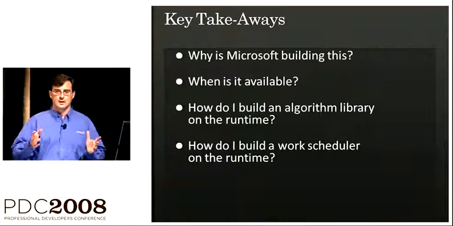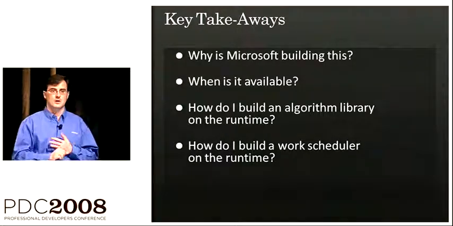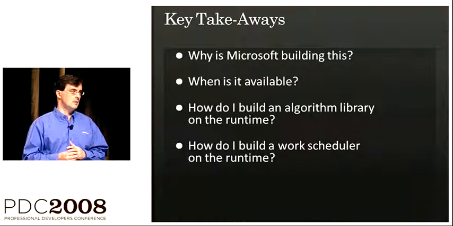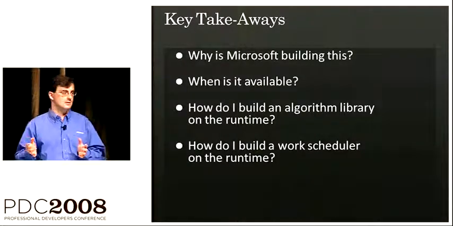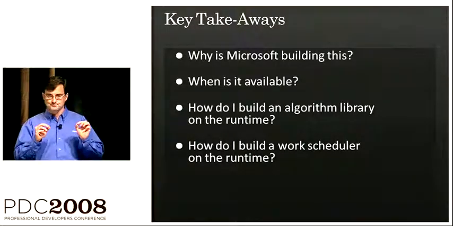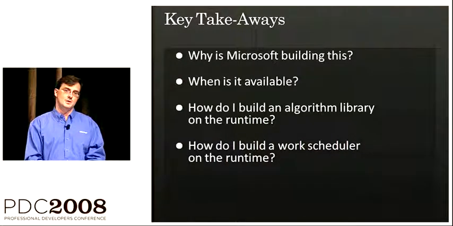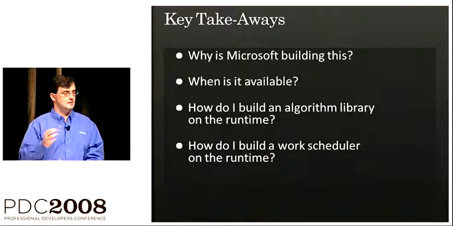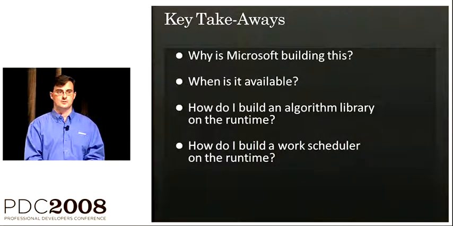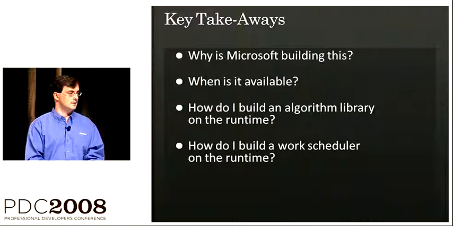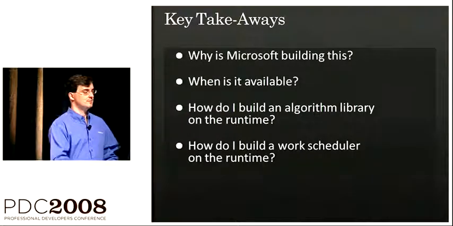The key takeaways that I hope you get from this presentation is our motivation. Why are we building this concurrency runtime? When is it going to be available? I can answer that right now, VS 2010. How do I build, if I have an algorithm that I know or suspect can be parallelized using the runtime or parallelized in general, on top of the infrastructure that we're providing so that you don't have to reinvent that wheel? And how do I build, if I really want to go in the deep and build my own work scheduler, taking advantage of the runtime's infrastructure for resource management, how do I do that? And that'll all make sense in a few moments.